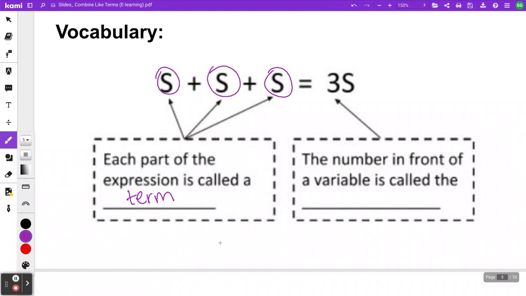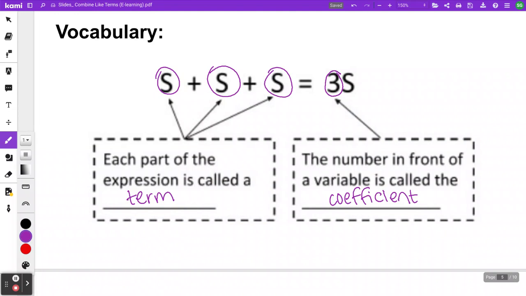The other vocabulary word we're going to use a lot in this lesson is this next one, and it's the name of the number in front of a variable. We've learned that number right there, that 3, means multiplication. It means we're multiplying 3 by S. That 3 has a name, and we call that 3 the coefficient. 3 is the coefficient.